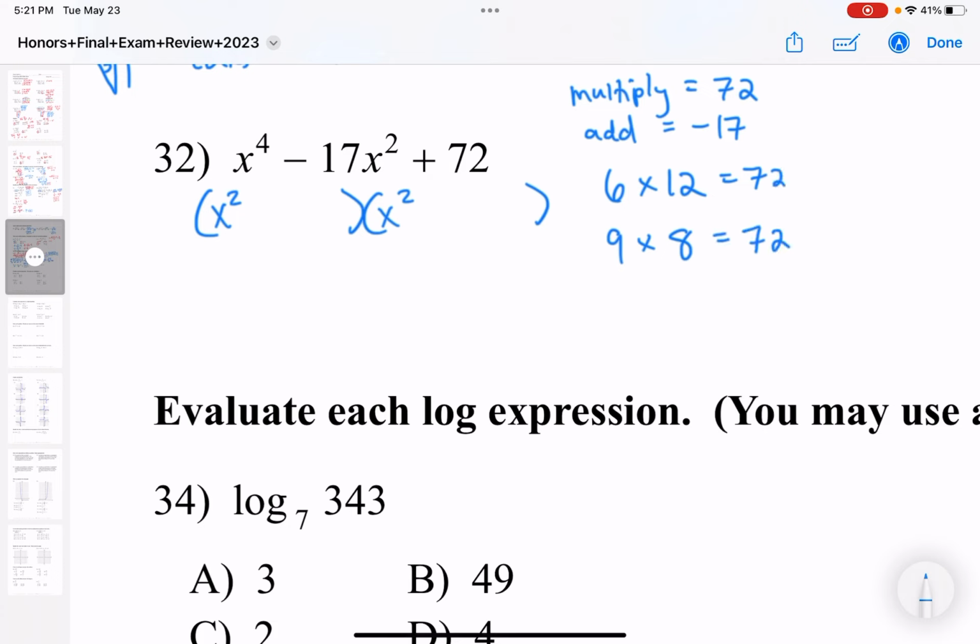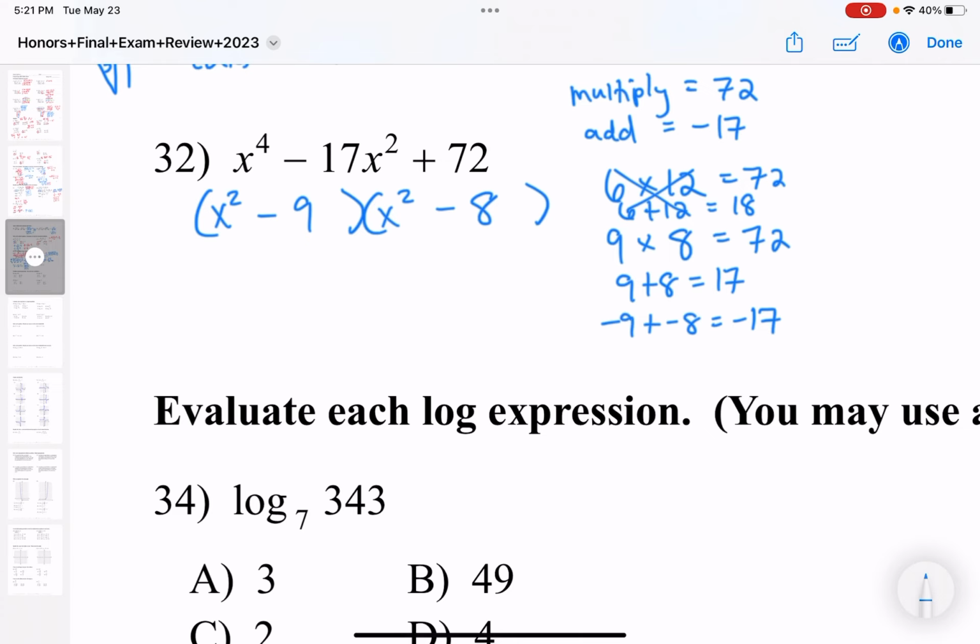But I also need them to add to make 17. Well, 6 plus 12 is 18. So that's not going to work. 9 plus 8 is 17. But again, I need a -17. So that means it's got to be a -9 plus a -8. So they're both negative.